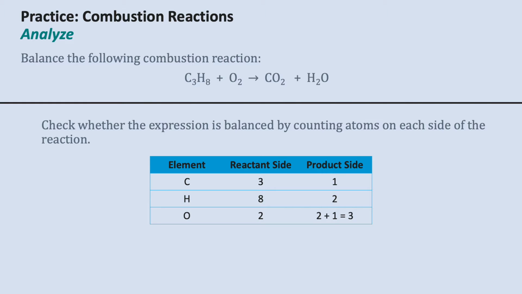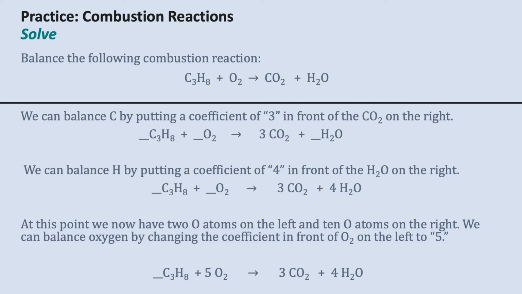So you could check just to start whether or not it's balanced to begin with. And this table is a nice way to set up that information if you would like to. On the reactant side, I have 3 carbons, 8 hydrogens, and 2 oxygens. On the product side, I have 1 carbon, 2 hydrogens, and then I have oxygen in 2 different compounds, so I have to count it across all of them. I have a total of 3 oxygens, so we are unfortunately not balanced.